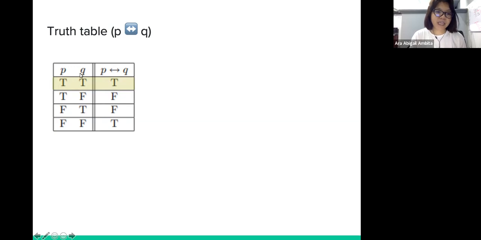Okay, so if P and Q are both true, then the biconditional will also be true. And if both P and Q have a false value, then the biconditional is also true. So what's the pattern? The biconditional will only have a true value if P and Q have the same truth values. But it will be false if P and Q have opposite values. As you can see, true false results to false and false true results to false.